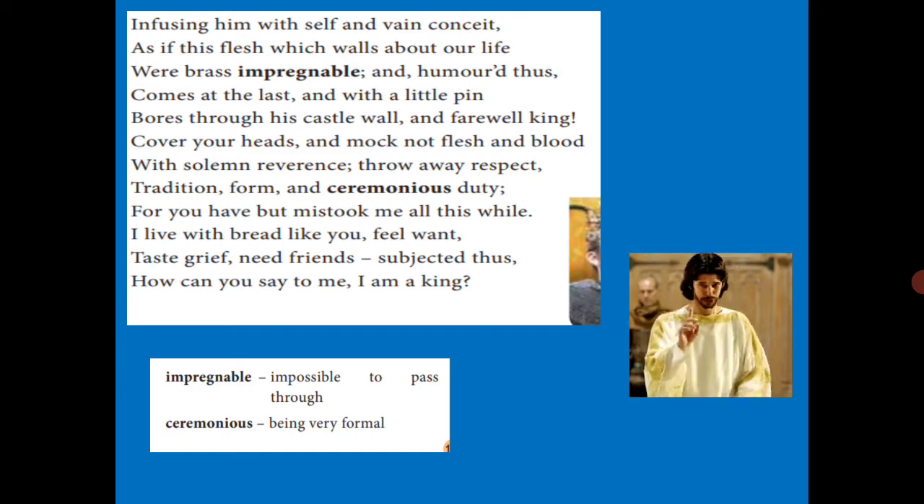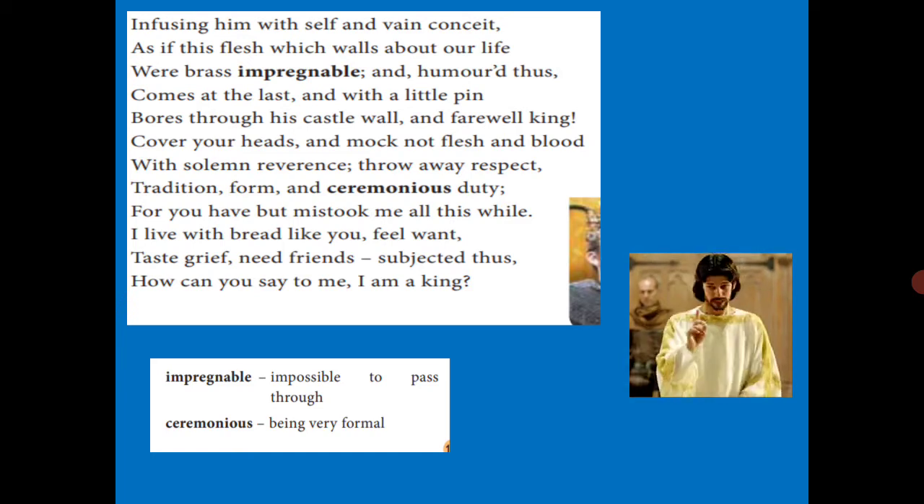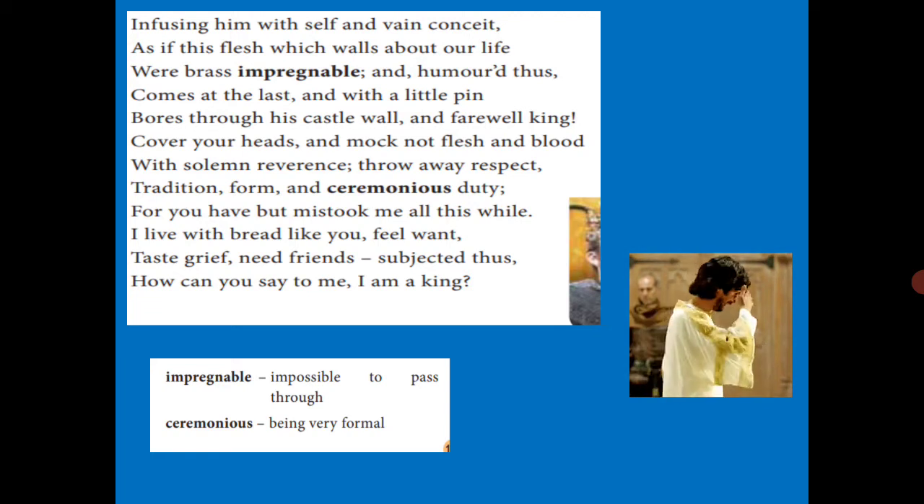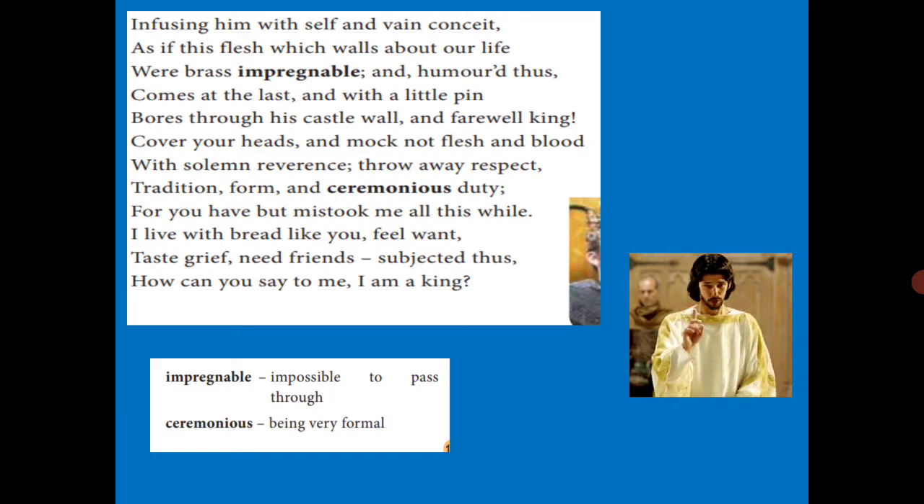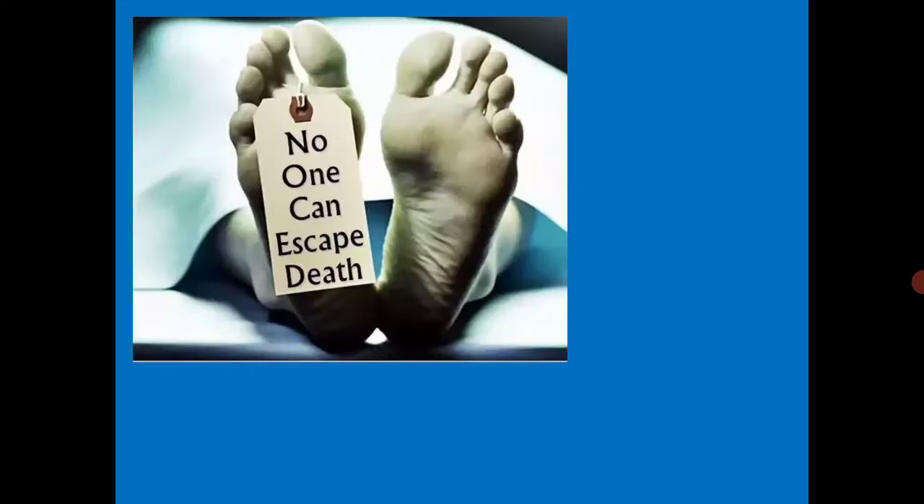That is the great truth portrayed by the lines spoken by King Richard II. That's why the final lesson that we can learn from this poem is: no one can escape death.